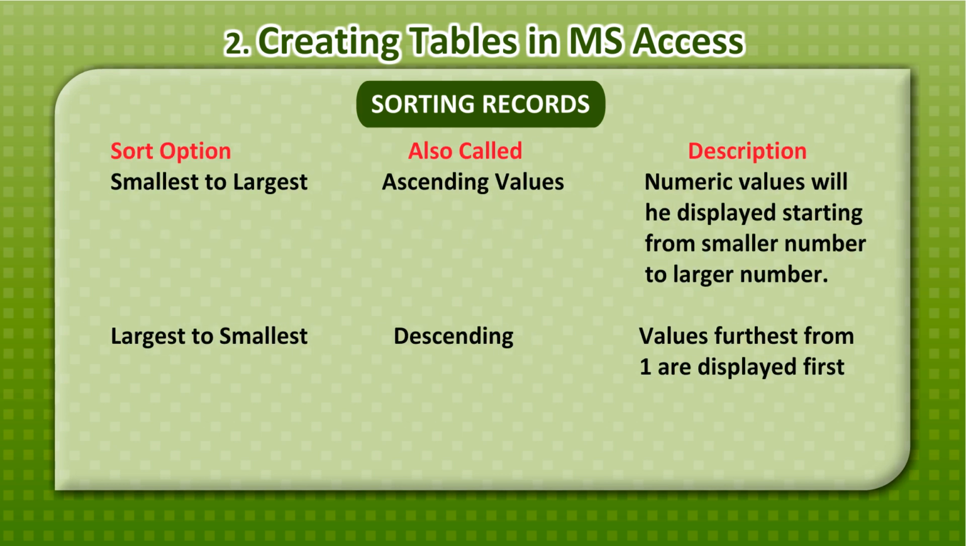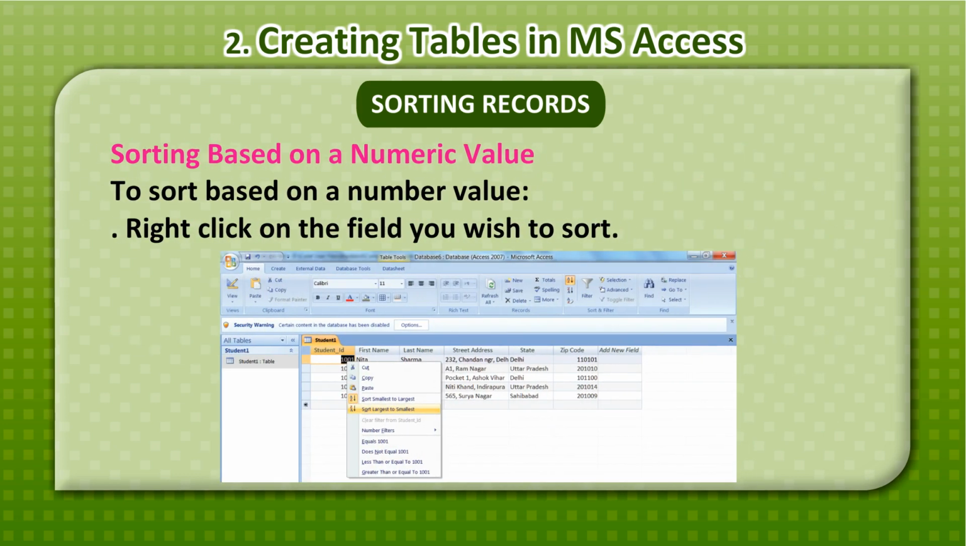Sort option, also called description. Smallest to largest, ascending values. Numeric values will be displayed starting from smaller number to larger number. Largest to smallest, descending. Values furthest from 1 are displayed first. Sorting based on numeric value. To sort based on a number value. 1. Right-click on the field you wish to sort.